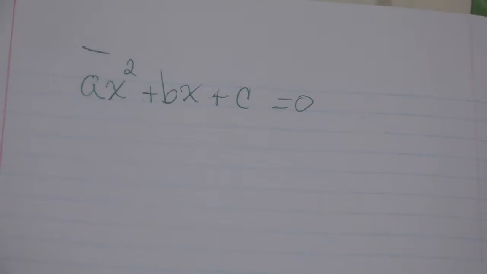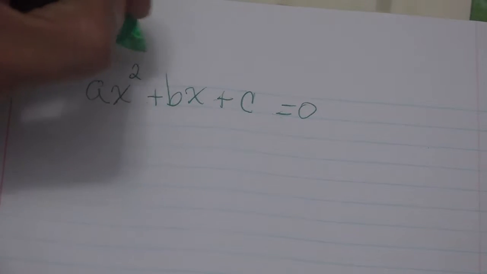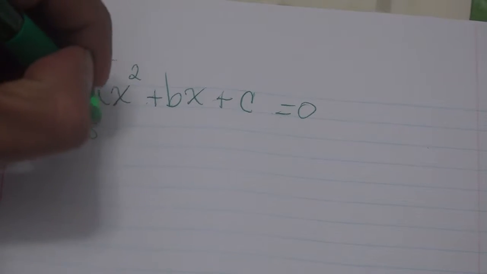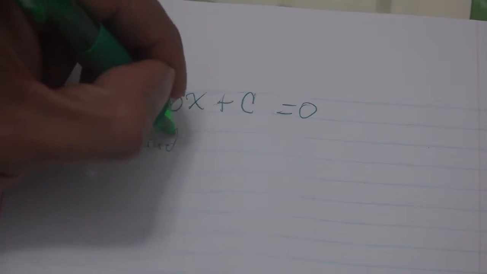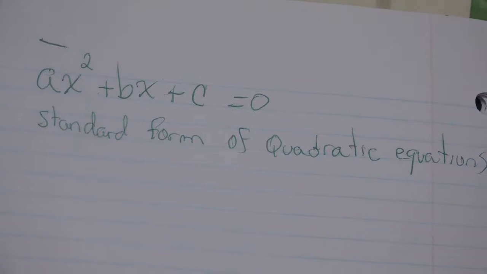Well, let's go. First of all, a quadratic equation is of the type ax squared plus bx plus c equals 0. That's the first thing you write. This is the standard form of quadratic equations.